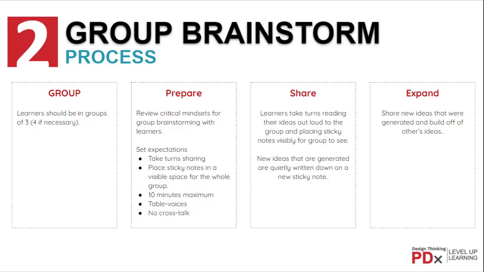After your students have had some time to individually brain dump all their ideas, now it's time to get together with the group. We find that groups of 3 are the optimal group size. If that doesn't quite work out, 4 is a good number to go with as opposed to 2. There's a new set of mindsets for group brainstorming that are different than the individual brainstorming. I'll show you those in a second.